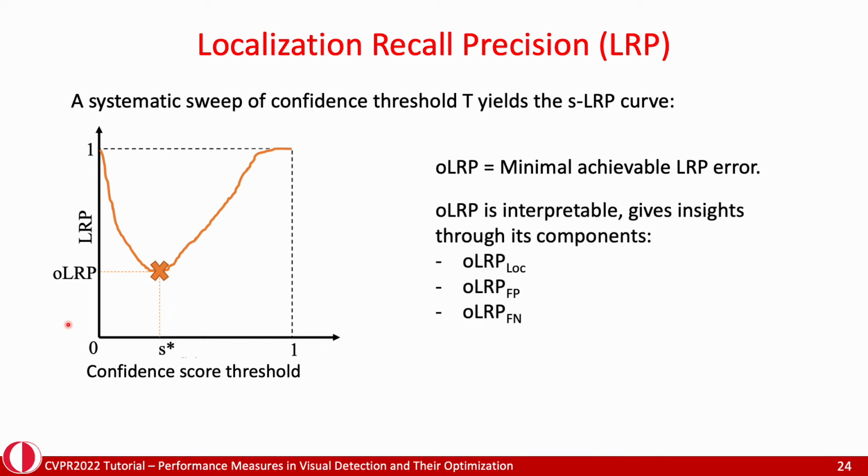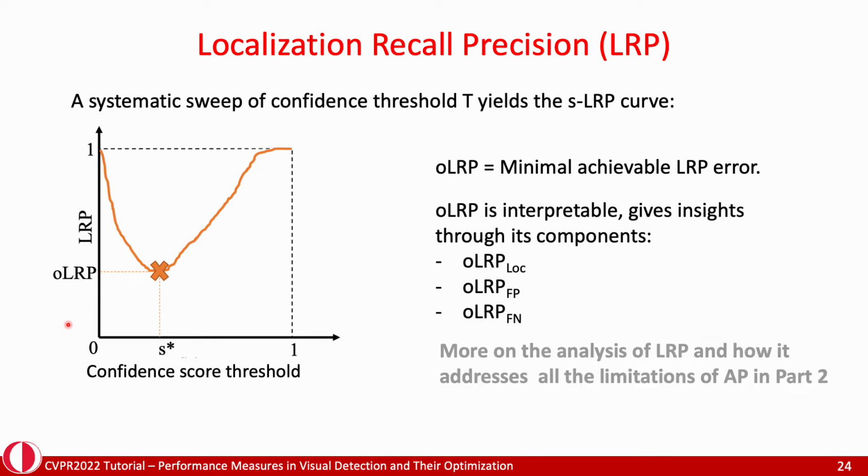As with LRP, OLRP is also interpretable, and it can be separated into its three components. These three values, without the need for looking at any curves or plots, would give us insights about the strengths and weaknesses of the visual detector. We do not need to compute separate LRP or OLRP values for different intersection over union thresholds.